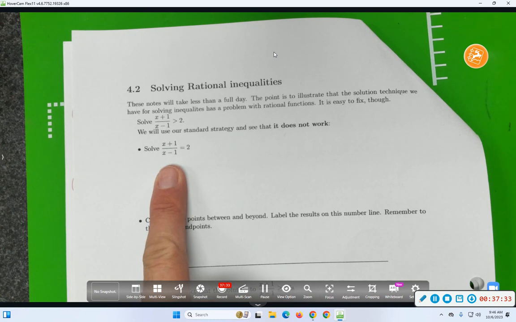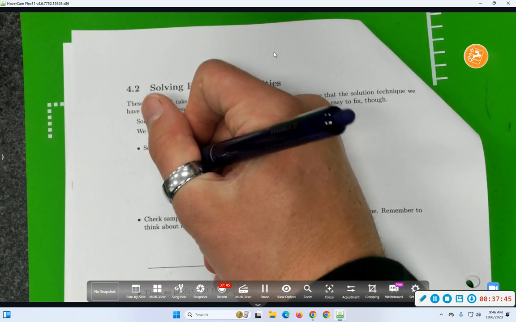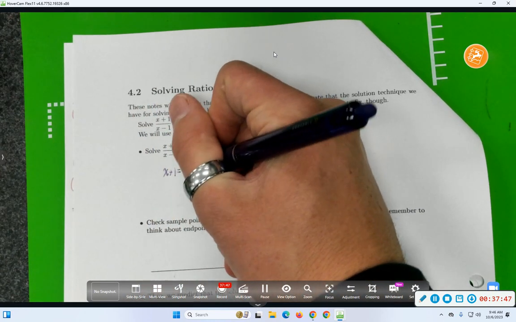Multiply by x minus 1. Right, there's not just a single x, so you can't just undo everything in sight. But the most annoying thing on the left-hand side is that there's division. So make it so there's not division anymore. Clear that denominator. X plus 1 equals double x minus 2.